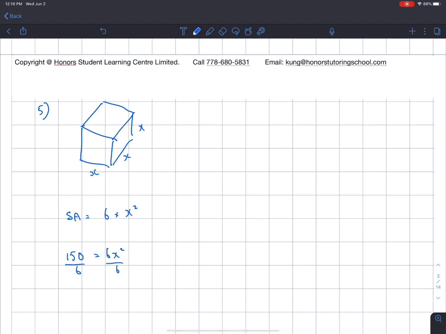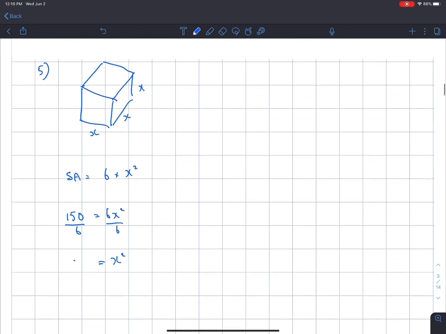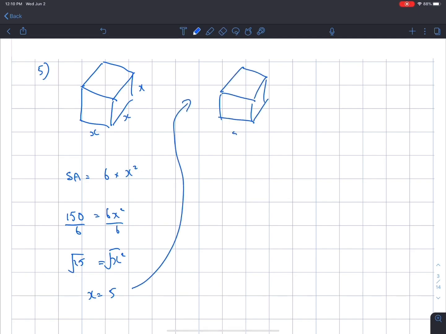Now we can divide both sides by 6, and we get x squared equals 25. And we square root both sides to get x equals 5. Now you can draw the cube again, and this time you know that the side lengths are all 5. Just asking for the volume. The volume will be width times length times height, or just the side length times itself 3 times. And we should get 125 centimeters cubed.